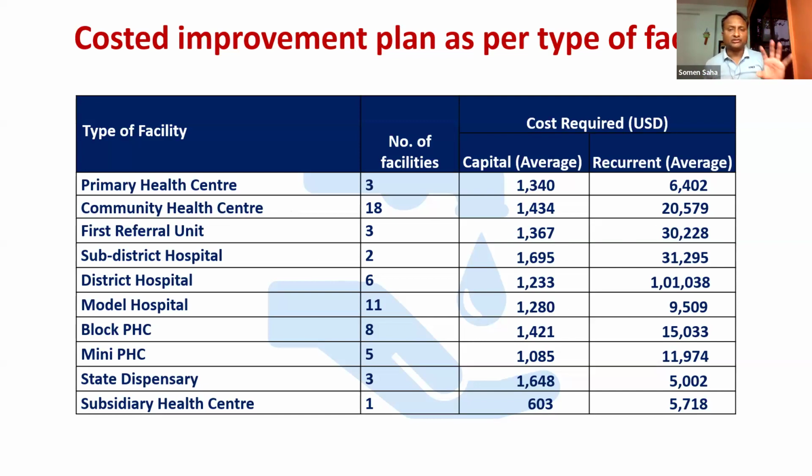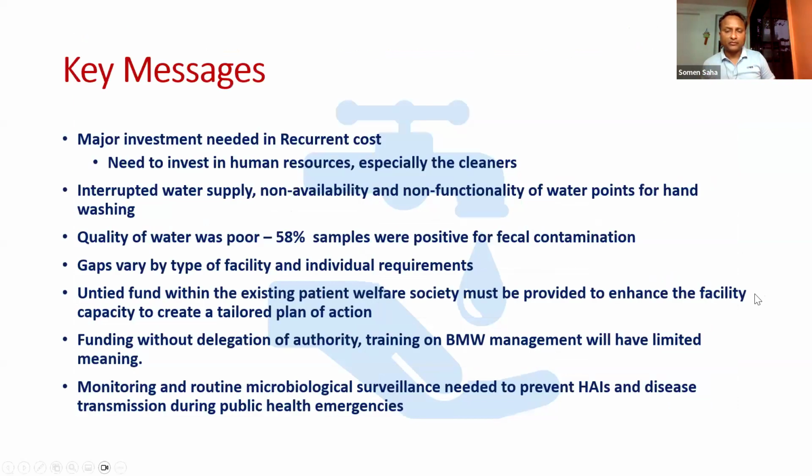So next slide. In summary, what we found out were key messages from our work: major investment is needed in recurrent cost. We need to invest in human resources, especially the cleaners. Water supply was an important issue. In many cases we found non-available and non-functional water points for hand washing. The quality of water was poor. 50% of samples were positive for fecal contamination. Remember, as I said, we also did microbiological surveillance. The gaps vary by type of facility and individual requirements.